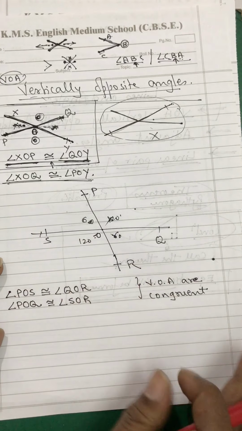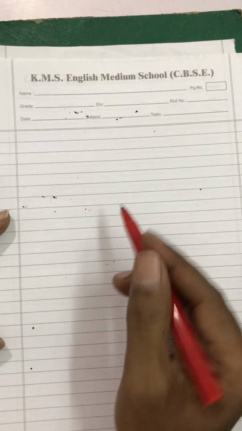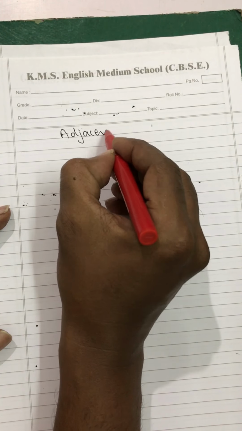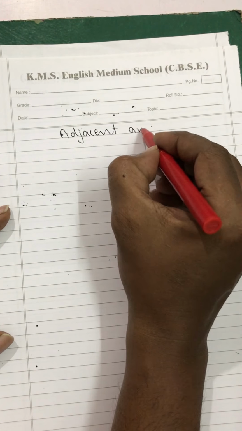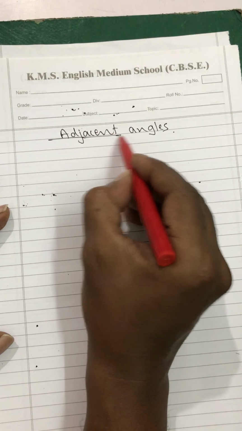Okay, my dear students. So the next topic is very good, adjacent angles. All these are very, very, very important topics. They are basics of geometry. Adjacent angle.